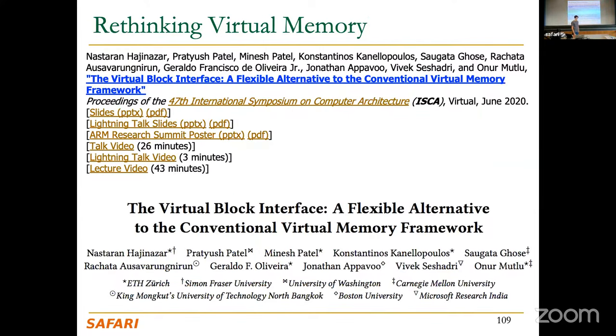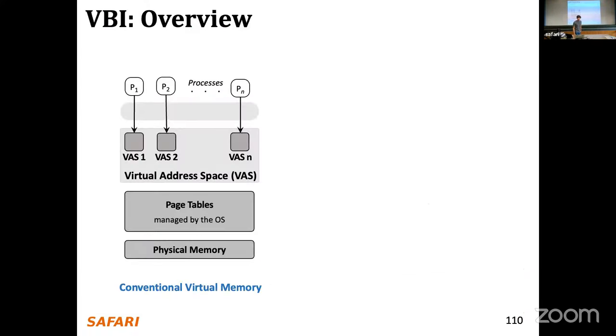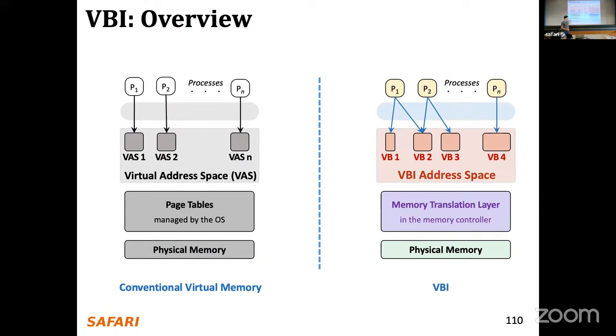Another recommended reading is this virtual block interface that is not explicitly devised for processing in memory systems, but could be useful as well in processing in memory systems by providing the memory controller with the capability of performing memory address translation directly instead of doing everything in the operating system, as is usually done in conventional virtual memory systems. VBI has shown very promising performance for cloud environments, for heterogeneous memory systems, and it's for sure an interesting research proposal that can also be very suitable for PIM systems.